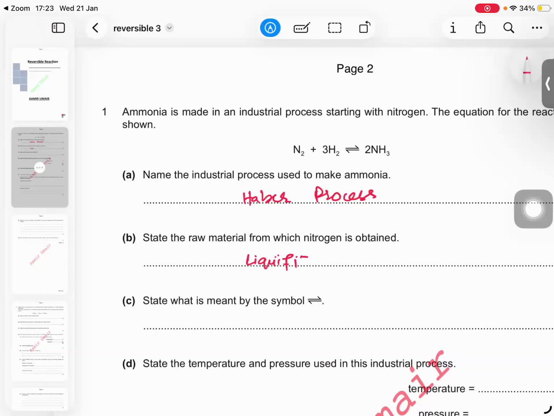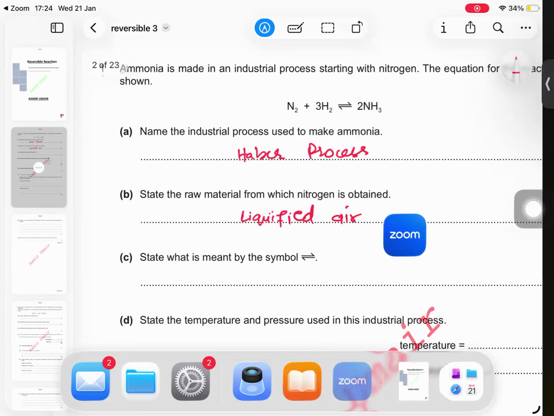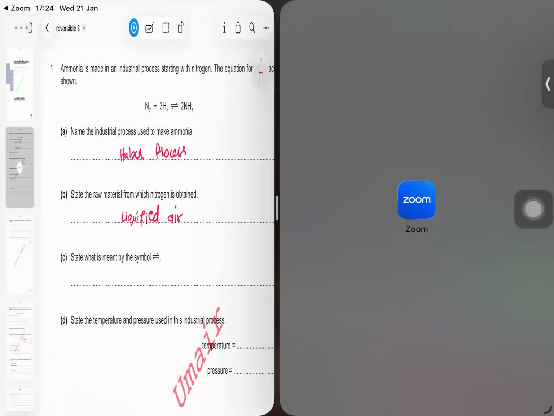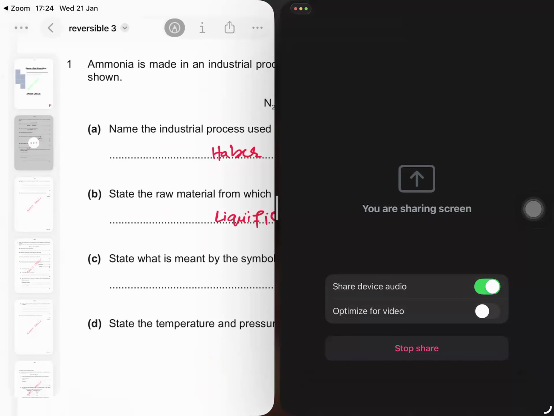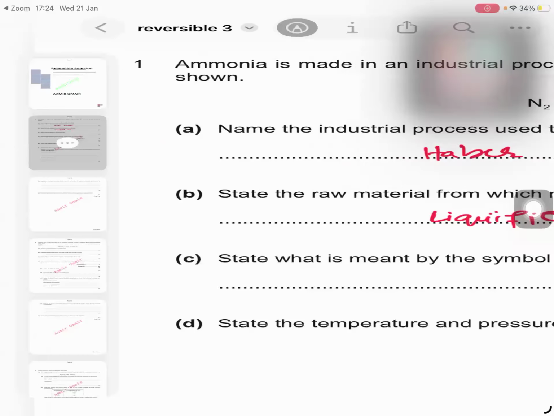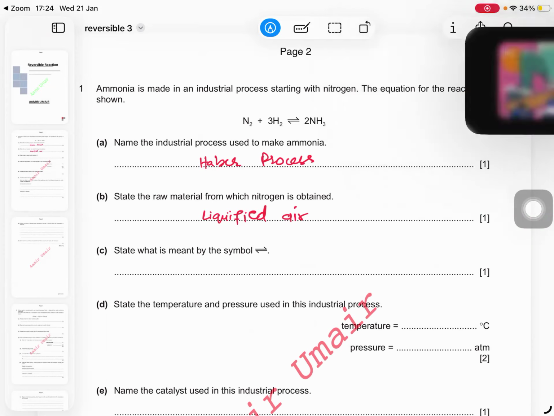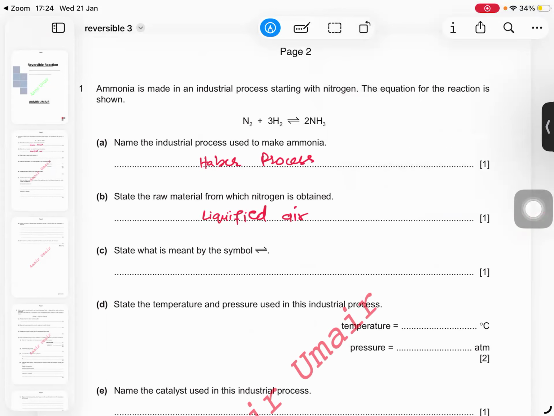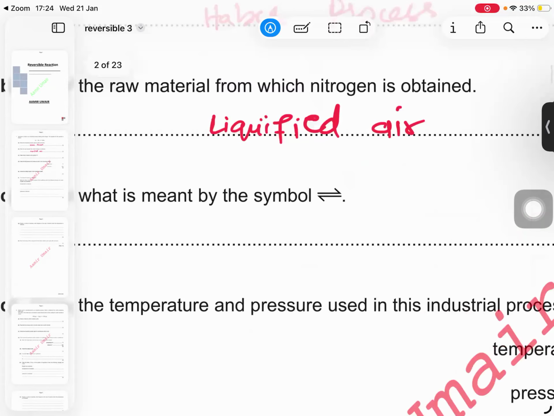I would request you to write the answers. Just give the question numbers and write the answer. Next, what is meant by this symbol? Yes, it means it is reversible. Please write down the answers.